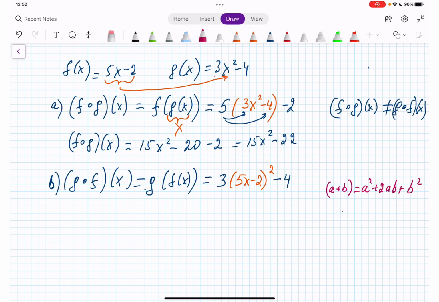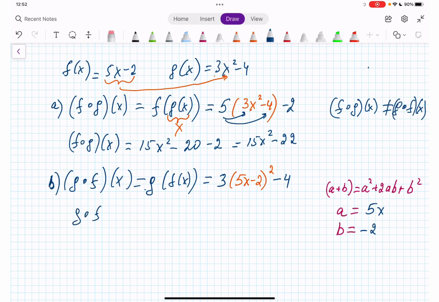So how much is my a if I compare here (5x - 2)²? My a and my b. A is going to be equal to 5x, b is negative 2. Okay, let's see what we get.